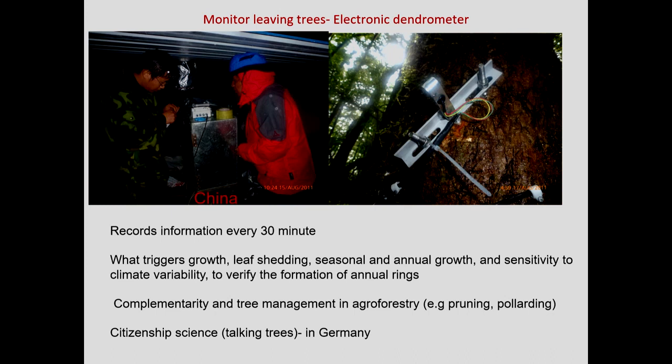So we look from the atmosphere to the tree to the soil, all of that. And this is really very important. Some of you do soil measurements. We do this too. It measures every 30 minutes what's going on in the tree. This can be a dendrometer.